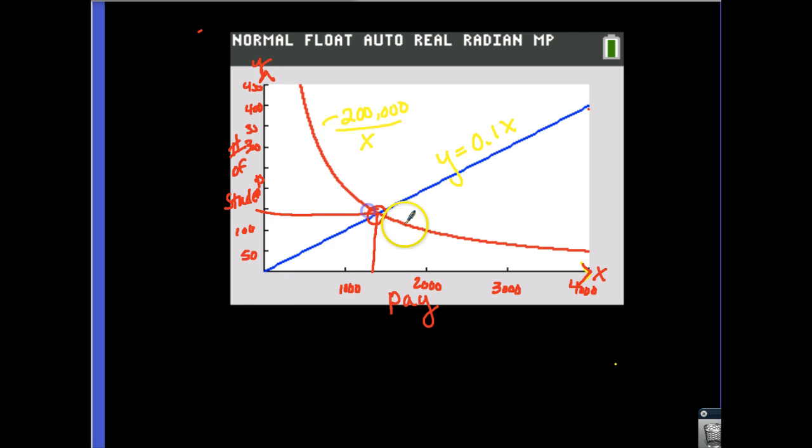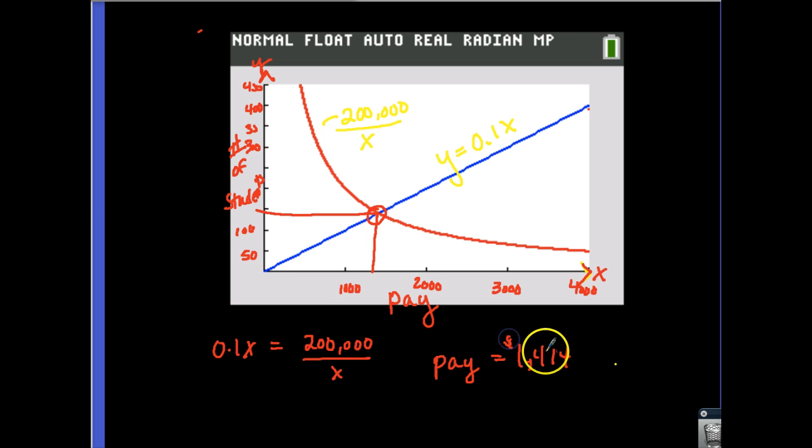So if I were to solve 0.1x = 200,000 divided by x, I would find that the optimal amount of pay to offer students is about $1,414 for the 8 weeks of work. You can find this if you graph these two graphs in Desmos and find the intersecting point. Usually if you graph it on a TI-84 or 83 or whatever is at the labs, you can get the same intersecting point.